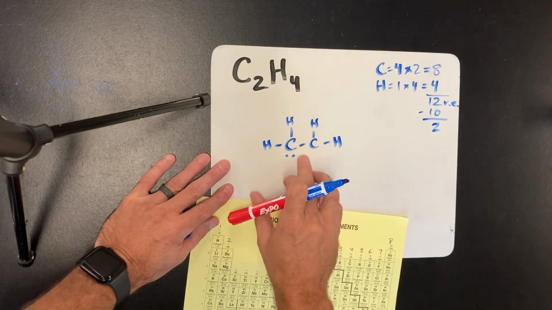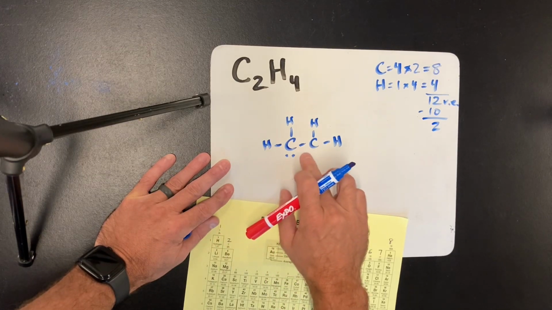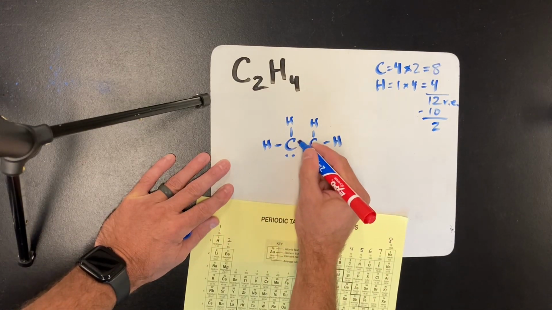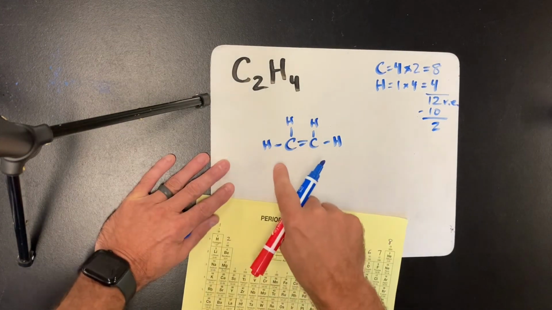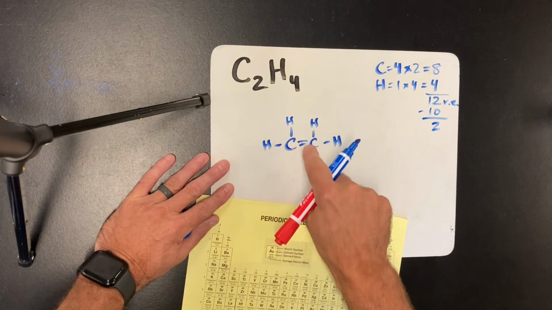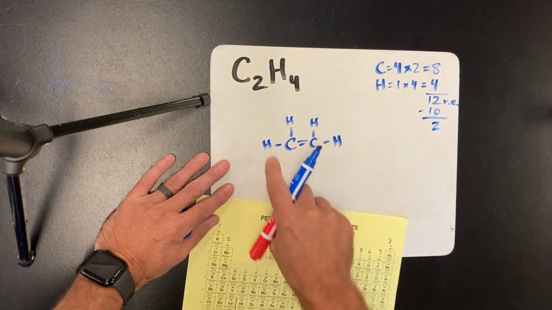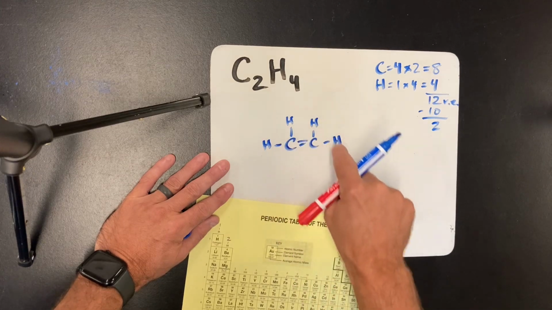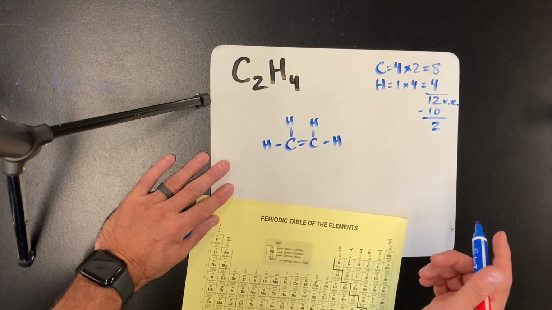What we can do is turn these 2 electrons into shared electrons by drawing another line and taking those away. Now if we check our work, we've got 2, 4, 6, 8 on this carbon, 2, 4, 6, 8 on this carbon. And notice each hydrogen is already happy because they've got their 2 shared electrons, so they've got a full shell too.